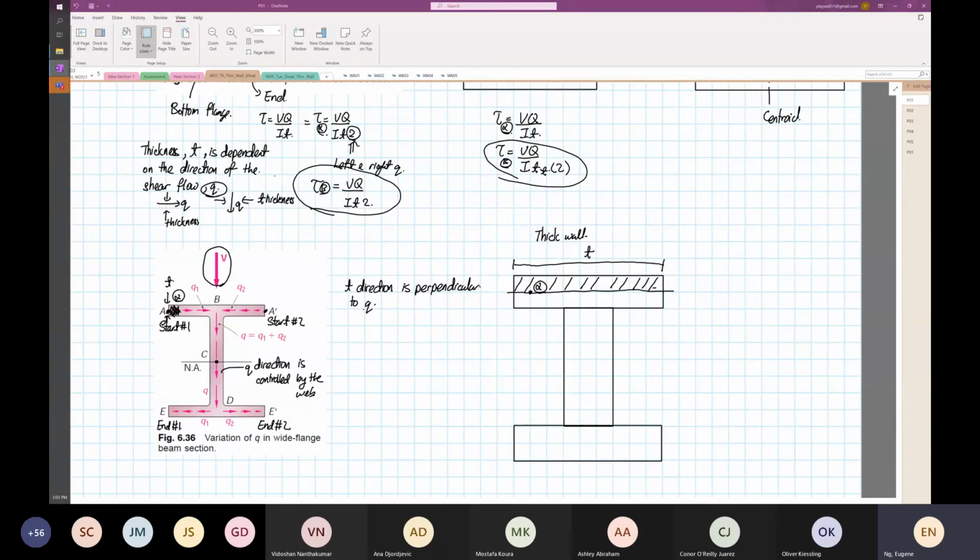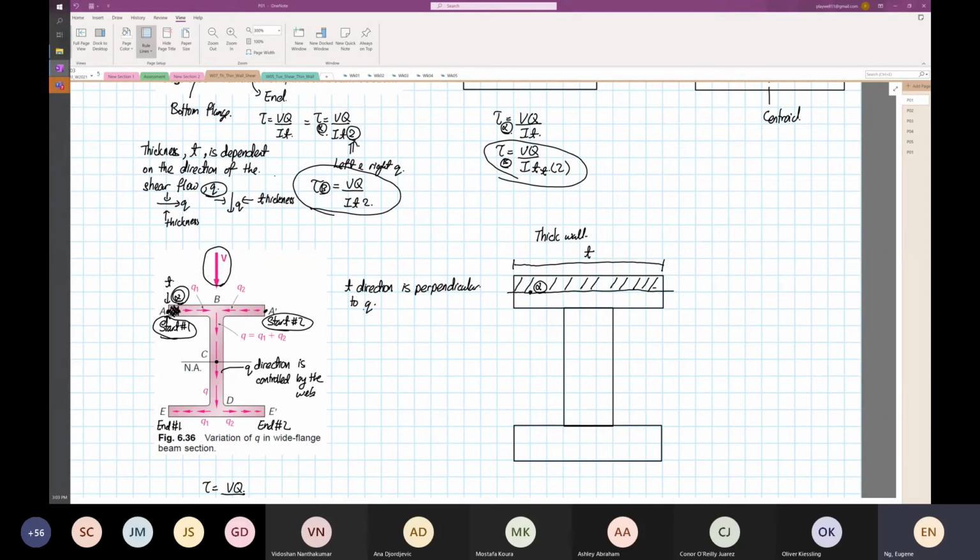So for this case, the shear stress is equal to VQ over I what? T. Just one T. Why is this just one T? Because there are two start points. Start point one and start point two. For the shear flow, whatever happens to alpha is influenced by where the start point is. Start point one will affect alpha. Start point two will not affect alpha at all.